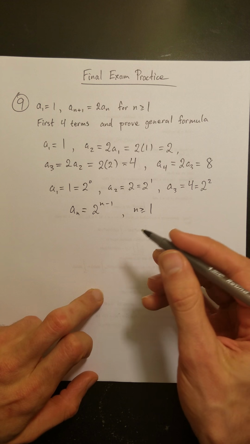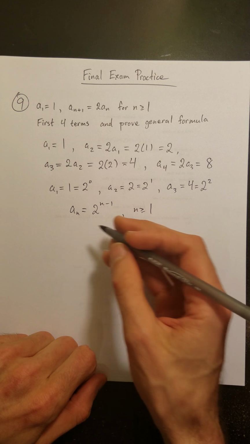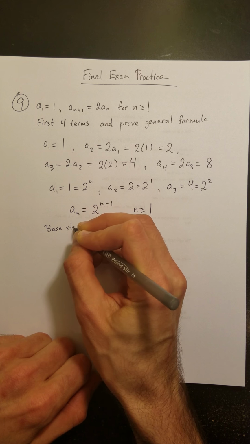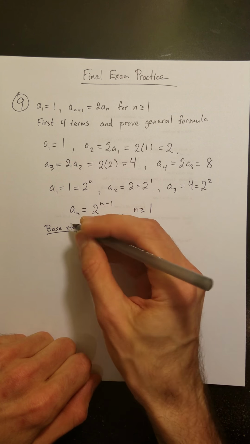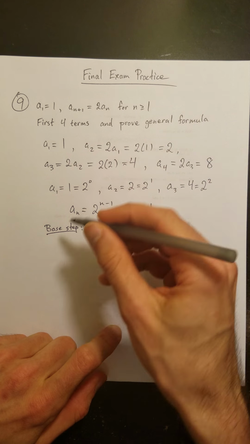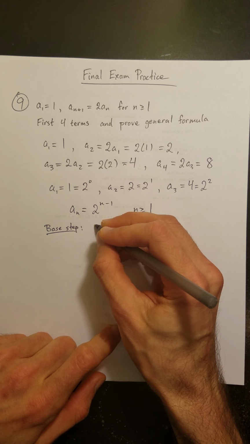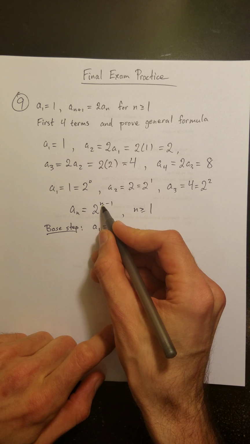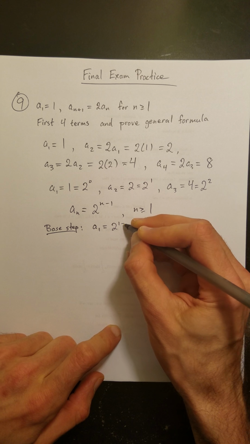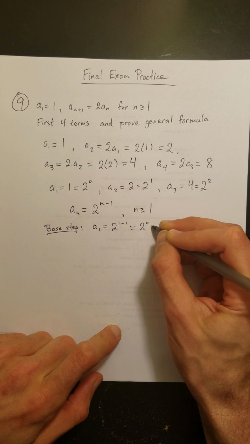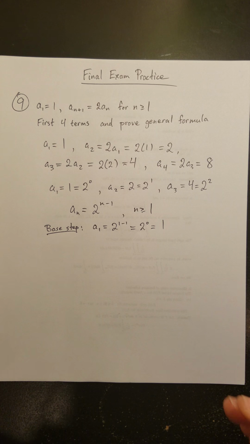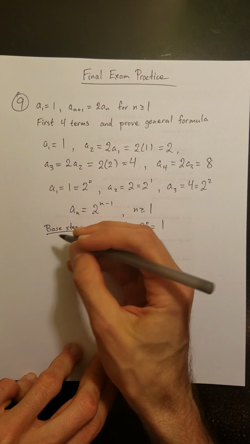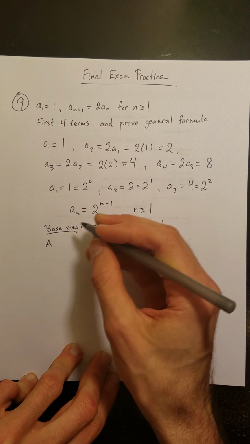And so now we want to prove this formula. We're going to use induction to prove it. So we want to look at our base step. We've already shown that our base step holds. Plugging in n equals 1 in this formula, 2 to the power 1 minus 1 is 2 to the power 0, which is equal to 1. Of course we already knew this, but either way, our base step is true, and then we want to assume our induction hypothesis.